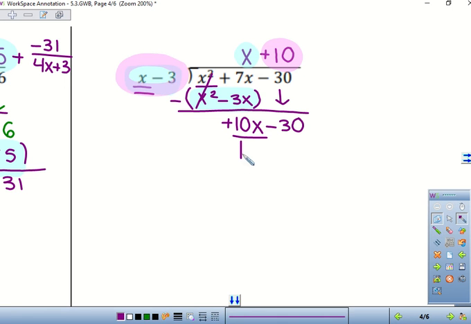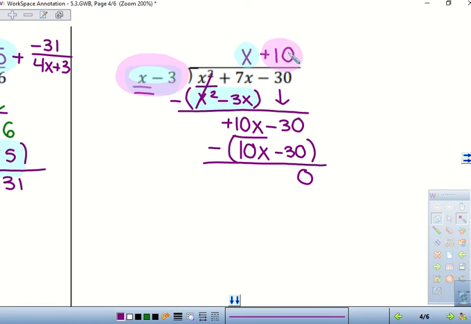That gives you 10x minus 30. And we're going to subtract that. So what is 10x minus 30 minus 10x minus 30? 0. So this is when your remainder is 0. So if my remainder is 0, do I need to add anything to the end of this? No. And let's explain what that means.